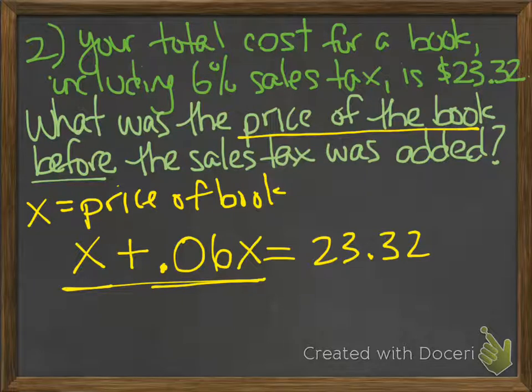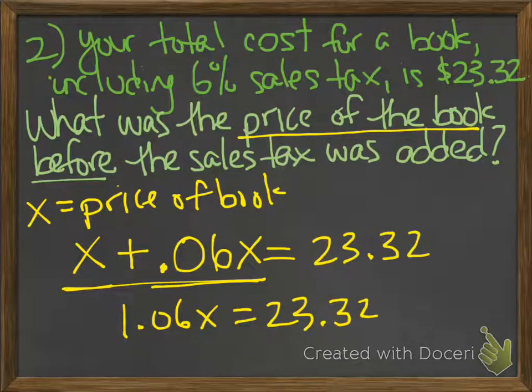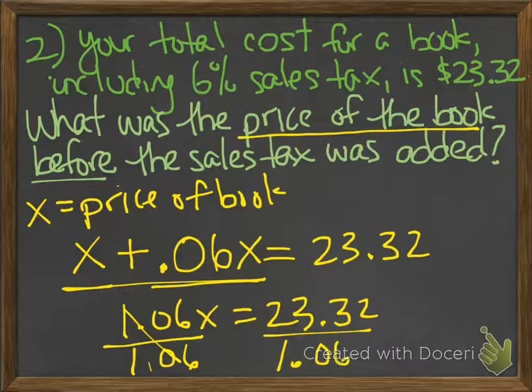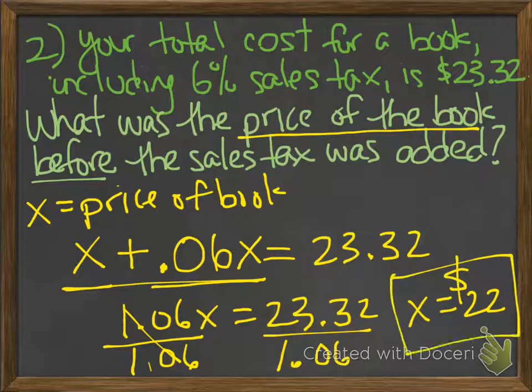Combining our like terms, we get 1.06x equals 23.32. And then we're going to divide both sides. Because we're multiplying x by 1.06, we're going to divide by 1.06 to undo that multiplication. And when you pop this into your handy-dandy calculator, you're going to get that x equals 22. Again, remember that it is a word problem. It's asking for the price of the book, so the appropriate label would be a dollar sign. The book was $22 before sales tax.